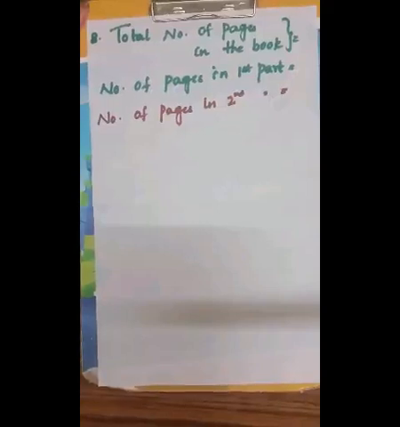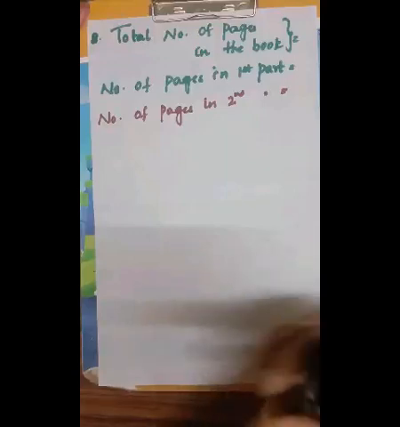I am reading the question. Just look into your textbooks. A dictionary has a total of 1382 pages. It is broken up into two parts. The second part of the book has 64 pages more than the first part. How many pages are there in each part?